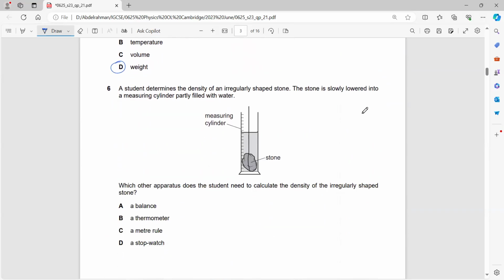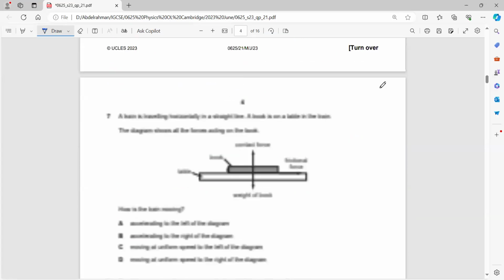Which other apparatus does the student need to calculate the density? If I need the density, I have found the volume because I've used the measuring cylinder and the displacement method. How can I find the density? I definitely need the mass using a balance.